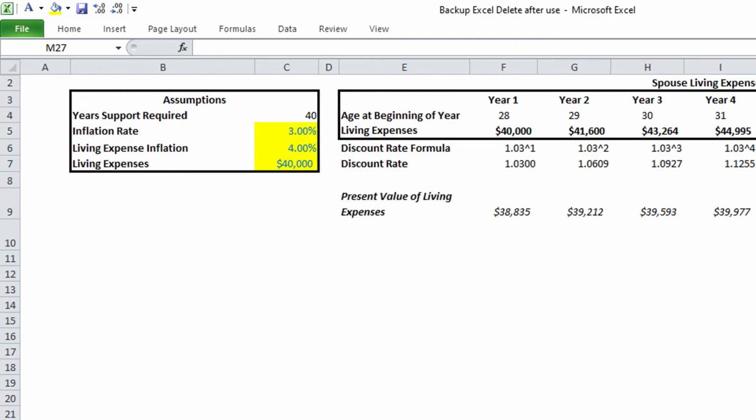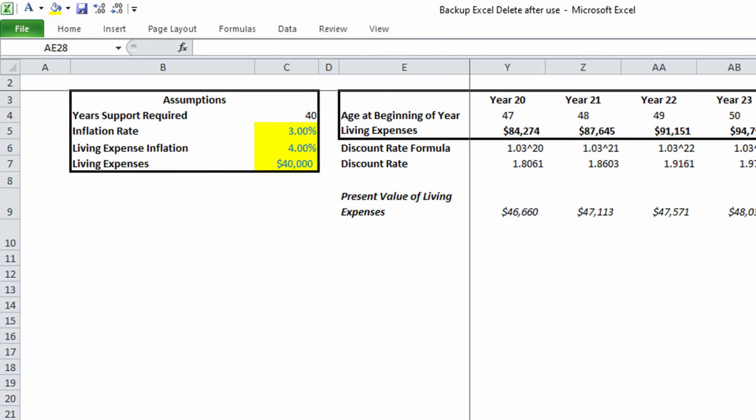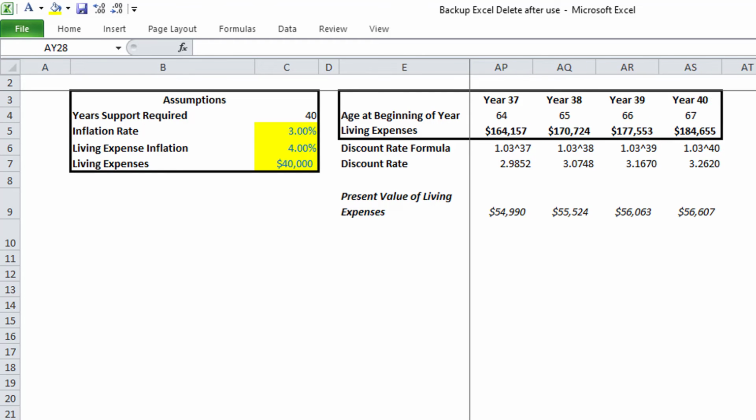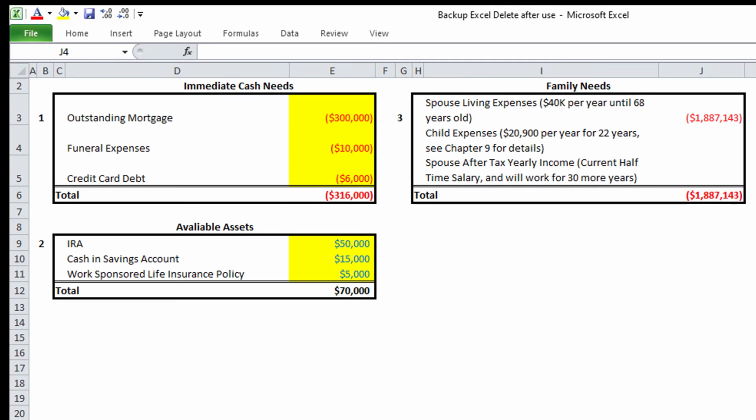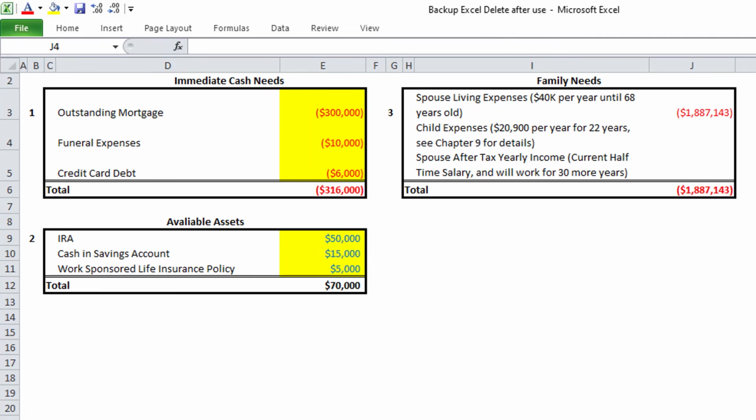If we move to year 2, the expenses have now grown by the expense inflation rate of 4%. So we multiply the year 1 expenses of $40,000 by 1.04, and that gives us $41,600. Next, we divide the year 2 expenses by the discount rate of 1.0609, and that gives us a present value of year 2 expenses of $39,212. So you do this calculation 28 more times, and if we sum up all of those calculations, we get a present value of future living expenses for the spouse of $1,887,143.